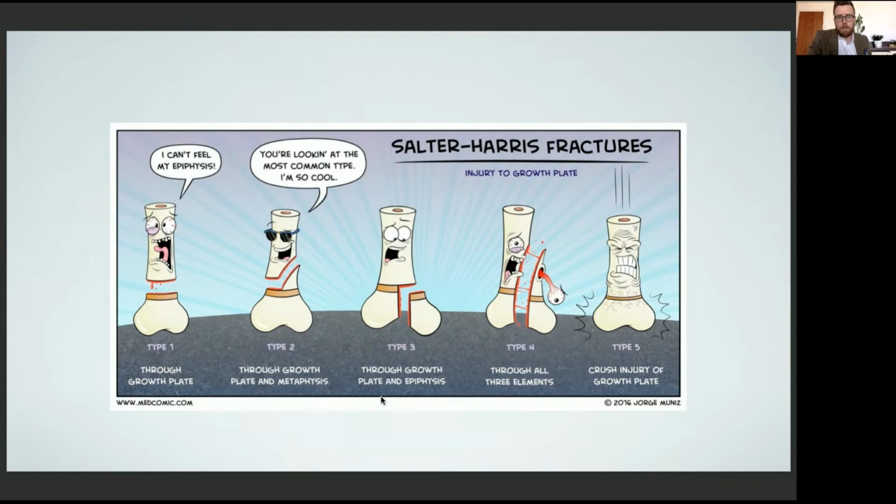The type three fractures are lower, so they are the lower half of the plate and through the epiphysis. The type four fractures are trashed because they go all through each element: through the epiphysis, metaphysis, and diaphysis. And type five injuries are the R, so they are wrecked injuries where you see crush injuries of the growth plates, which are very subtle to pick up on occasion and are very easy to miss.